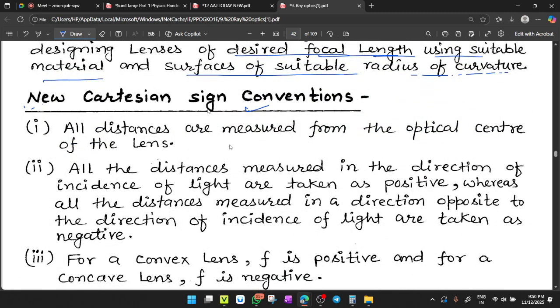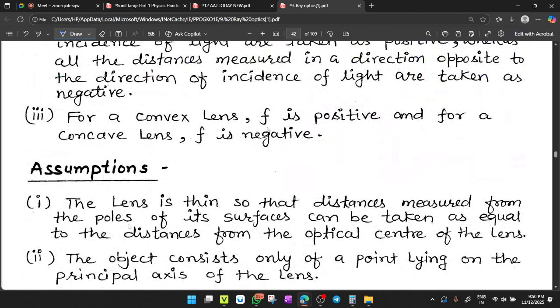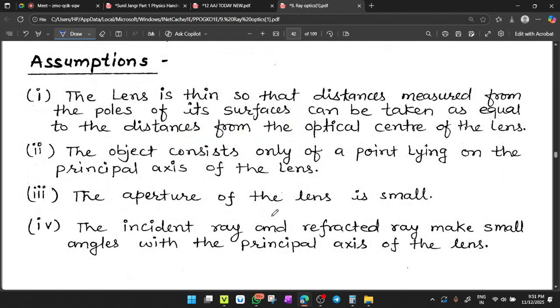Now, the Cartesian sign convention is the same as before. When you are moving towards the direction of the ray, that will be positive. The opposite direction of the ray will be taken as negative. Above the axis, it will be positive. Downside, it will be negative. All the distances will be measured from the optical axis and so on. Right? For a convex lens, f is positive, and for the concave lens, f will be negative. Clear or not?